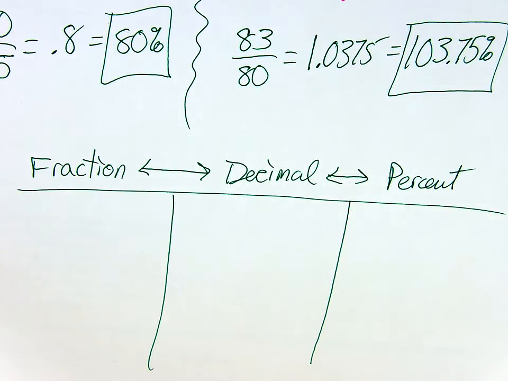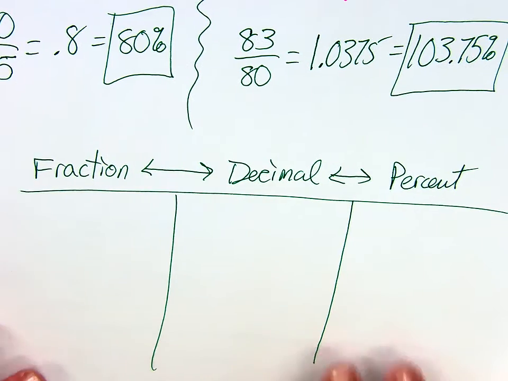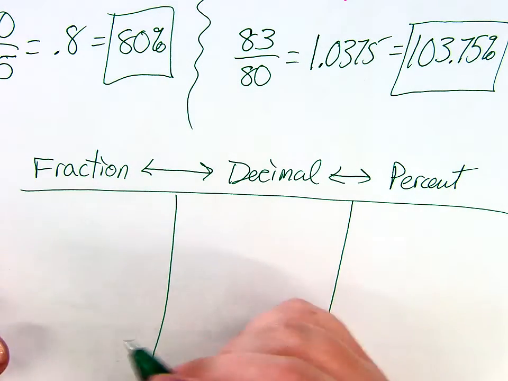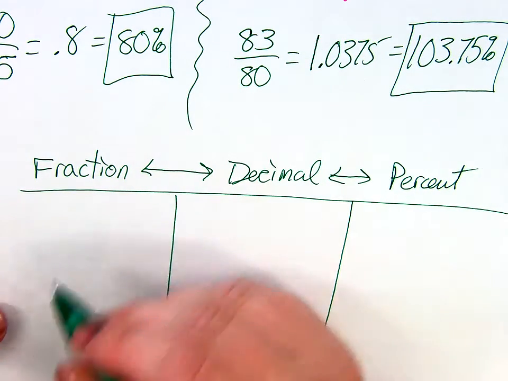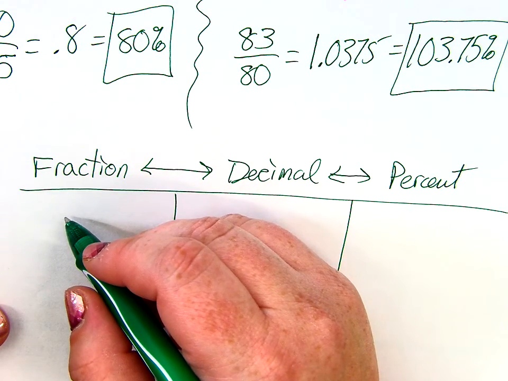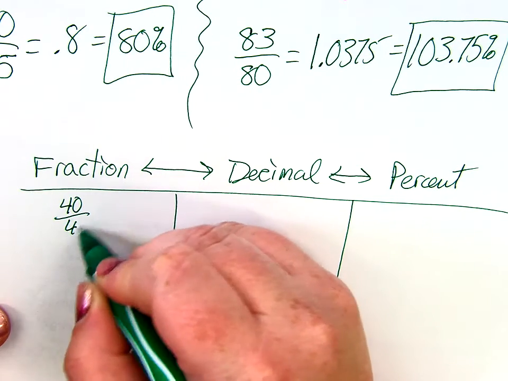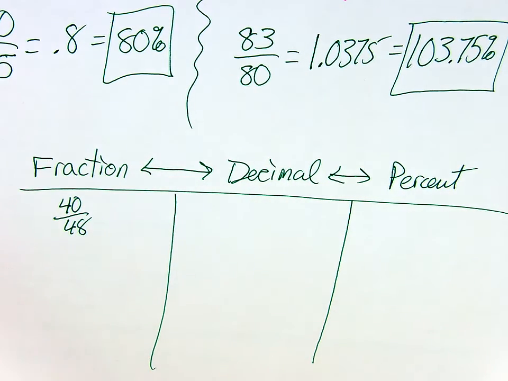So we just did two where I started you off with a fraction, you gave me the decimal, and then we got the percent. So let's just have one in our chart. Let's say someone on that last quiz, it was worth 48 points. Let's say someone got a 40 out of 48. What would they have gotten as a decimal?